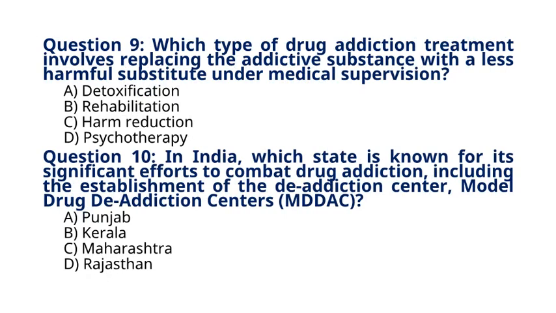Question 9. Which type of drug addiction treatment involves replacing the addictive substance with a less harmful substitute under medical supervision? A. Detoxification. B. Rehabilitation. C. Harm reduction. D. Psychotherapy. The correct answer to question 9 is option C. Harm reduction.